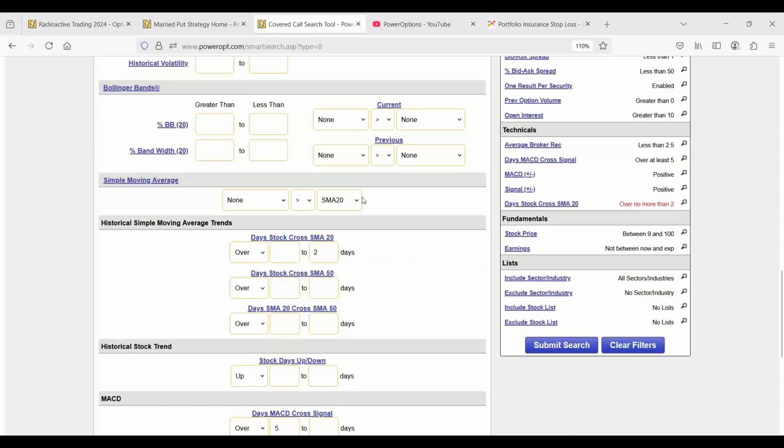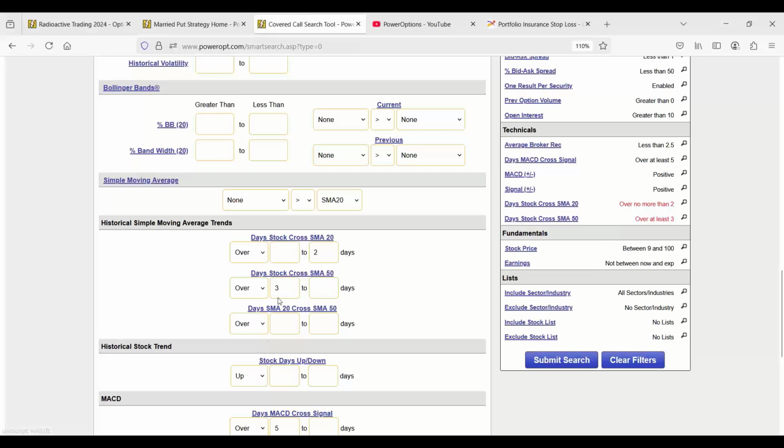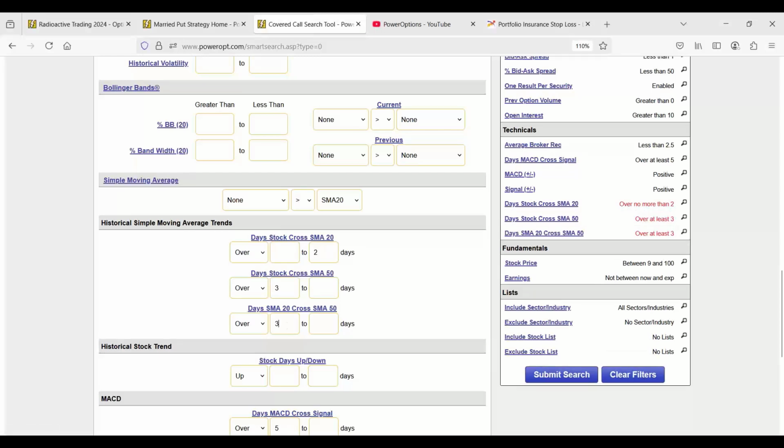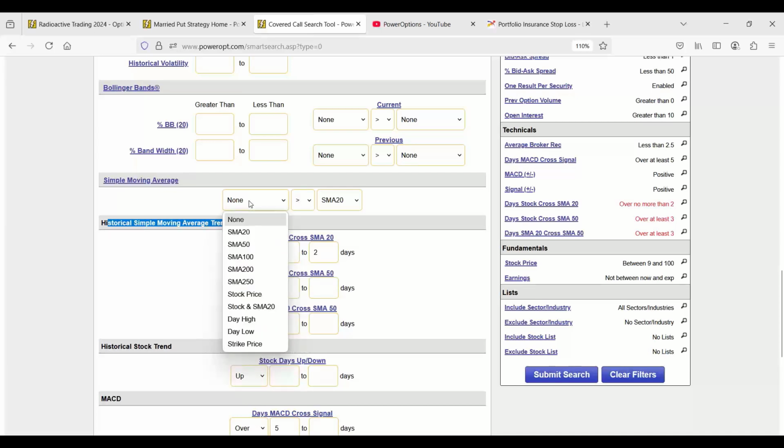All right? So I can do both, right? I can look for stocks above the SMA 20, and stocks has been over the SMA 50 for 3 days, and the 20-day has been above the 50 for 3 days. I just don't have that same historical simple moving average trend for the 50 over the 100 or the 100 over the 200 or the 50 over the 200, for example. Right? So right now it is just singular and it is just SMAs, but you can kind of double up on that using the historical simple moving trend in addition to just the straightforward simple moving average.